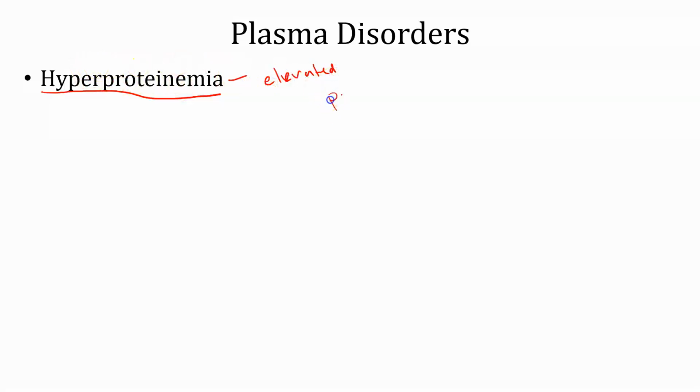Some of the disorders that could affect the plasma: we'll talk more about the disorders of the formed elements later, but for the plasma, a general disorder known as hyperproteinemia basically just means an elevated protein level in the plasma. Another one is called hypoproteinemia, which is just the opposite. It's a depressed protein level in the plasma.